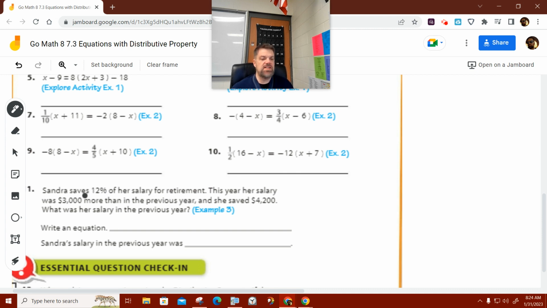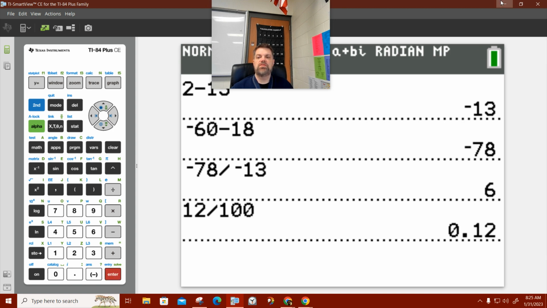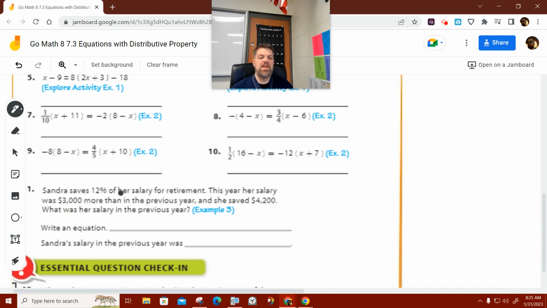For number 1, though, it says she saves 12%. What's 12% as a decimal? Well, 12% is the same as 12 per, or divided by 100, isn't it? 12 hundredths, 0.12. See how I did that? So immediately, whenever you see percent, just write the decimal. Here's a trick that I learned. You just move 2 decimal spaces to the left.